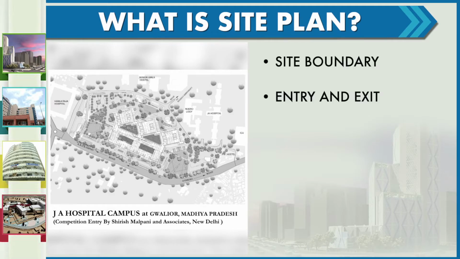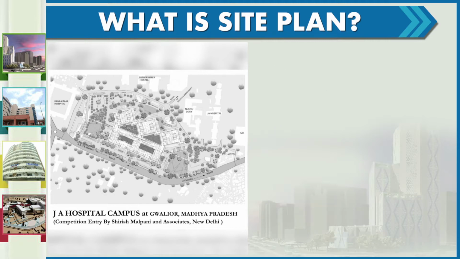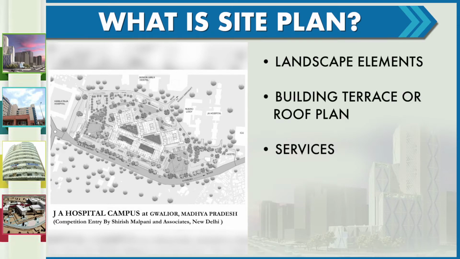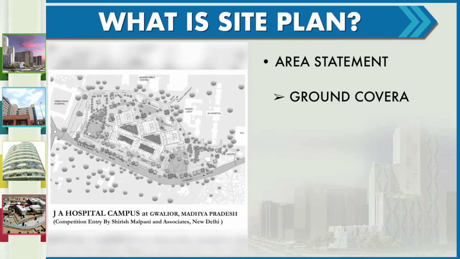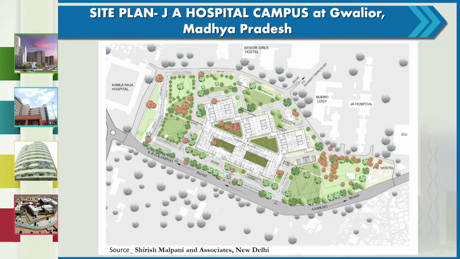The first one is site boundary, site entry and exit, parking, road and pathways, grading of existing and proposed geographical features, landscape elements, building terrace or roof plan, services, and the most important is the area statement, which includes the ground coverage, built up area, FAR, number of parking, open area and green area. It is a reference site plan that we are showing.